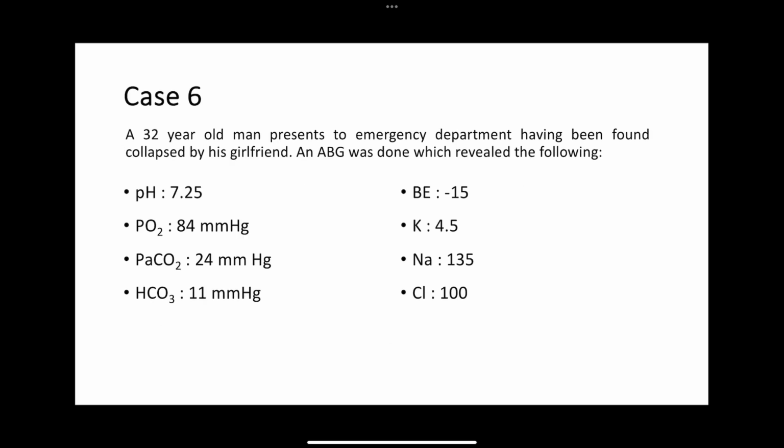Coming to the next and last case, a 32-year-old man presents to the emergency department having been found collapsed by his girlfriend. An ABG was done which revealed the following: pH 7.25, PO2 of 84, PaCO2 24, bicarbonate 11, base excess -15, potassium 4.5, sodium 135, and chloride 100.